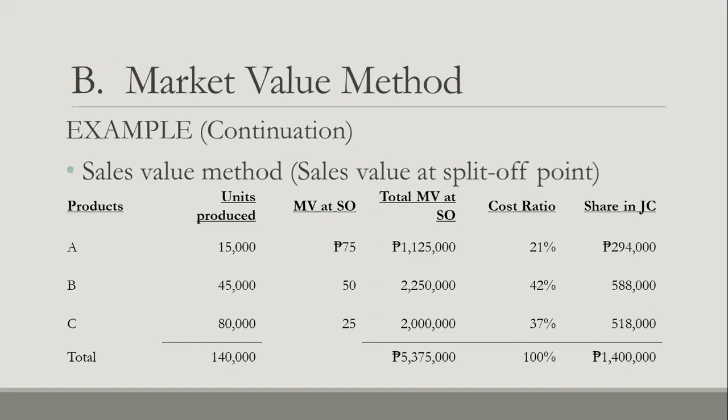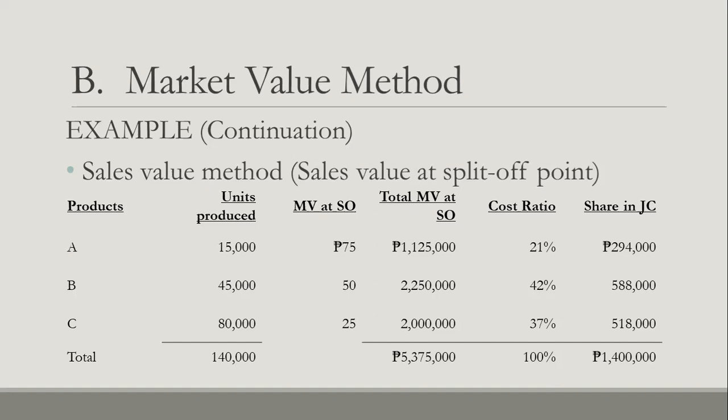So how do we determine the cost ratio? We simply divide the total market value at split off point of product A, which is 1,125,000, by the total market value at split off point for all products. So 1,125,000 for product A divided by 5,375,000, the total of all products, you would get 21%. Do the same cost ratio analysis for products B and C, you would get 42% and 37% for products B and C respectively. Again, this should equal 100%.